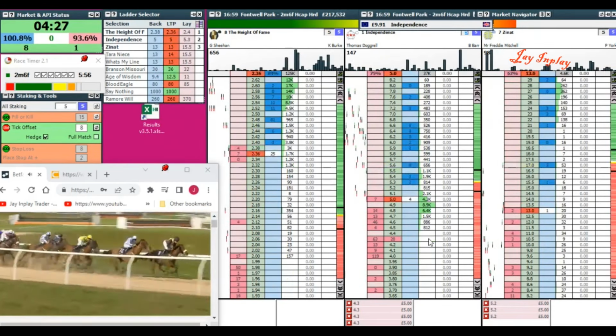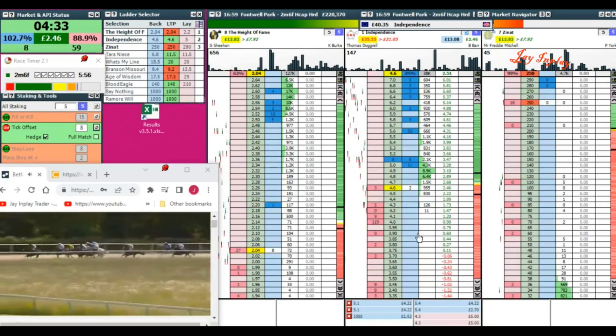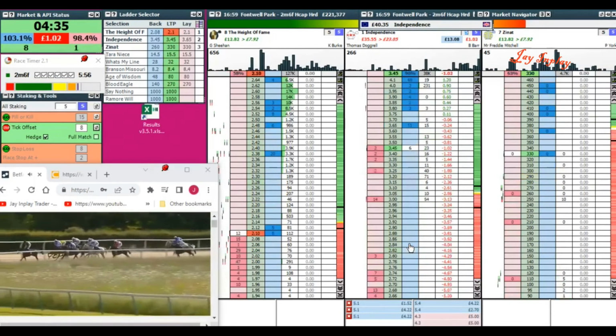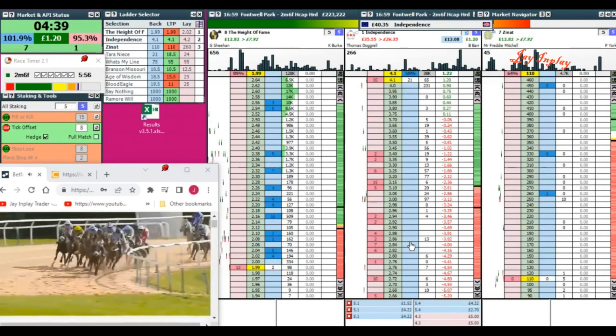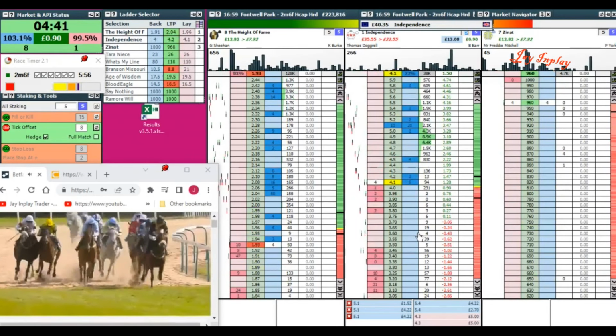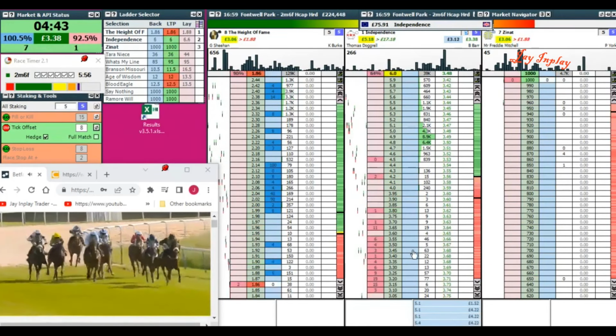So that's the race timer telling me it's dangerous to trade now, so we need to be out as quick as we can. Age of Wisdom appeared a bit short of room there. A few of them are getting in each other's way behind the leader, and Independence has had to come very wide indeed in pursuit of this leader, who remains the Height of Fame.